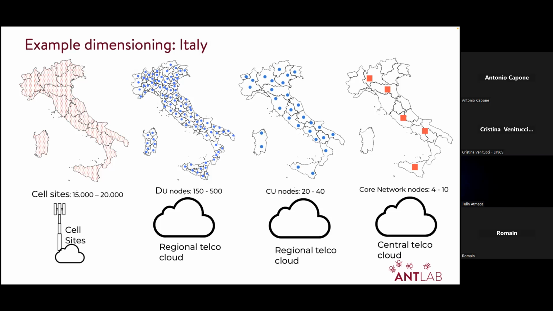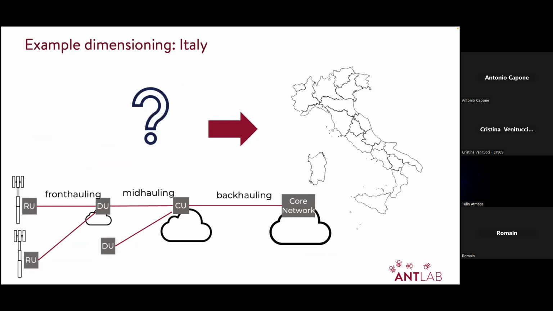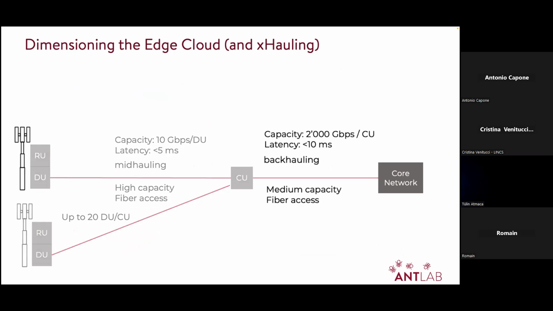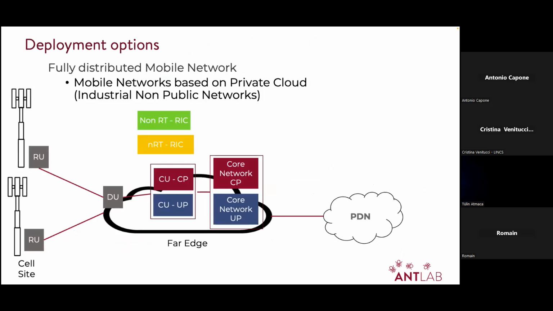I was thinking, if I have an end user application that needs the edge, as far as I understand, I really need to go at least to the regional telco cloud before having my data, because in the far edge, I still don't have my data plane. Not really. This is what I was saying before.